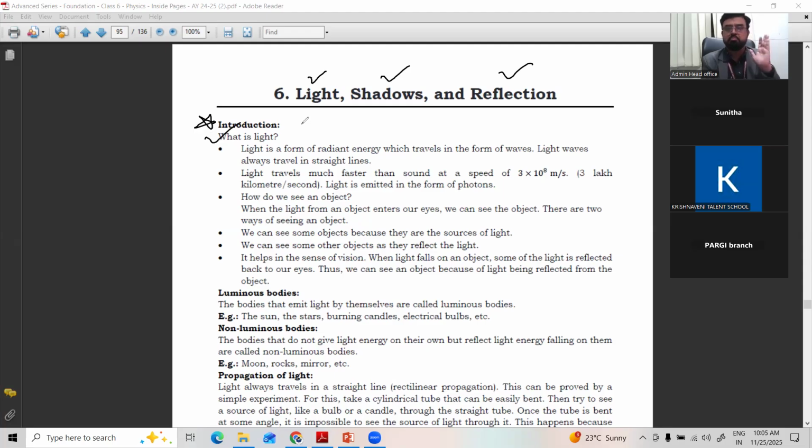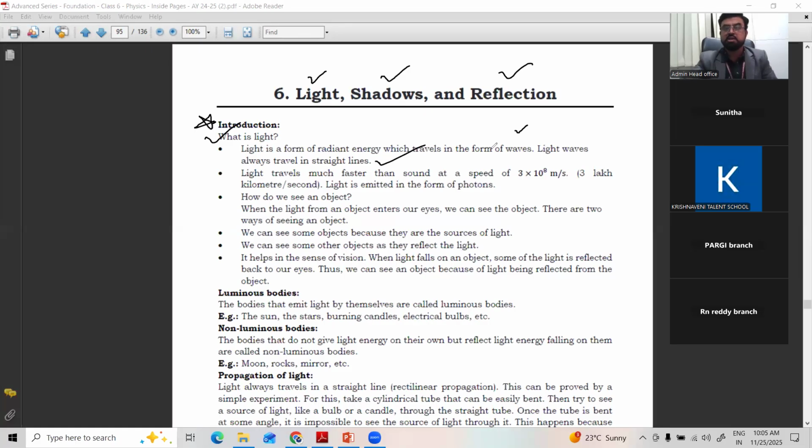What is light? There are so many examples here. It is clearly given: light is a form of radiant energy which travels in the form of waves. Light waves always travel in a straight line. So light is nothing but energy only. It's a form of energy which makes objects visible for us.